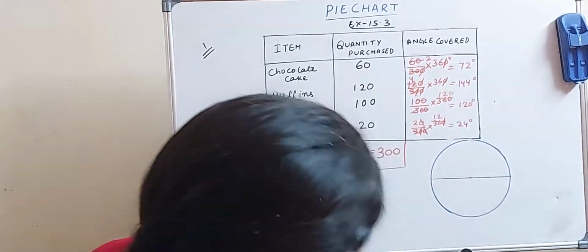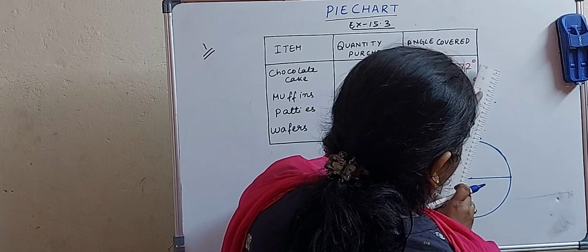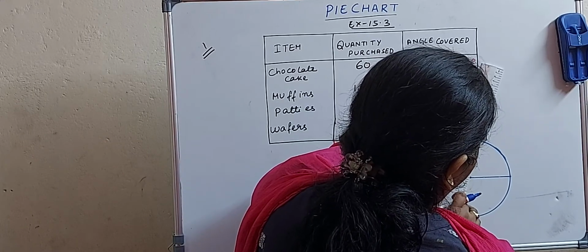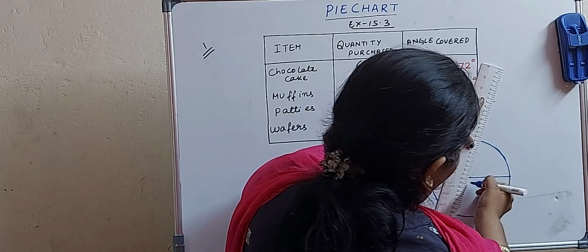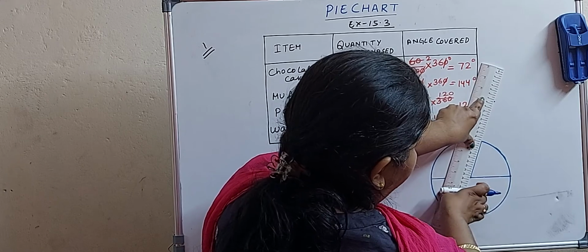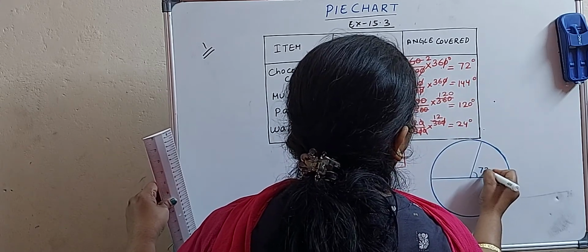Now what will we do? We will draw the line, but the line should not move out of the circle. It should be inside. Based on these two points only, the line is drawn. You can see this angle gives us 72 degrees.